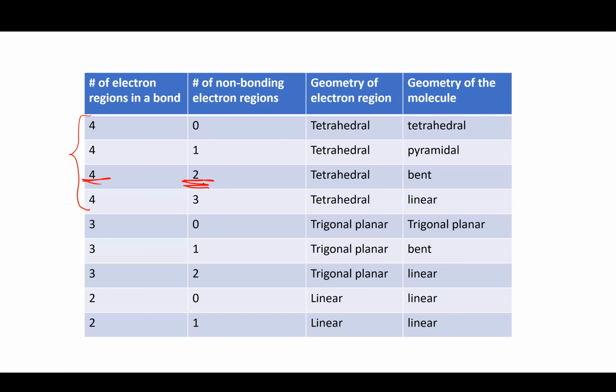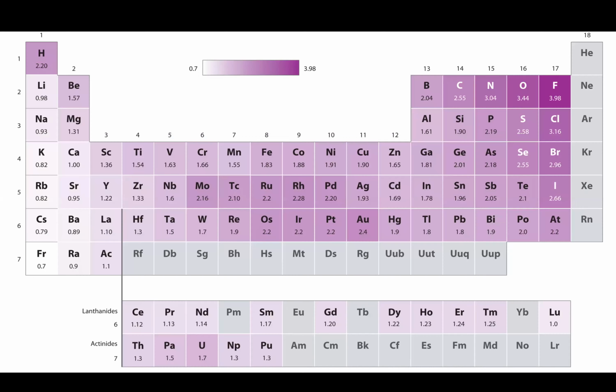So the geometry of the electron region is going to be tetrahedral because there's 4 electron regions, they're going to try to space themselves out as far as possible around the atom. But then what's left over when we look at the molecule itself is we get a bent geometry for the molecule, okay? So we get a bent geometry for the molecule.